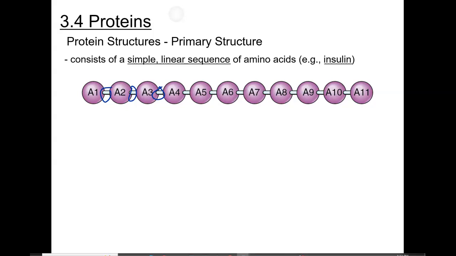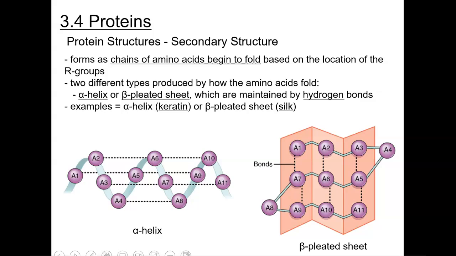Now, when you're hooking them together, the first structure of a protein is what you see here, the primary structure. It's a linear line of amino acids hooked together with peptide bonds. Next, you go into what's called the secondary structure. What happens here is it takes the amino acid chain or polypeptide chain, and it's going to begin to fold it. Now, it can fold it in a corkscrew fashion or almost like a zigzag fashion. So you have 2 different types produced by how the amino acid folds.